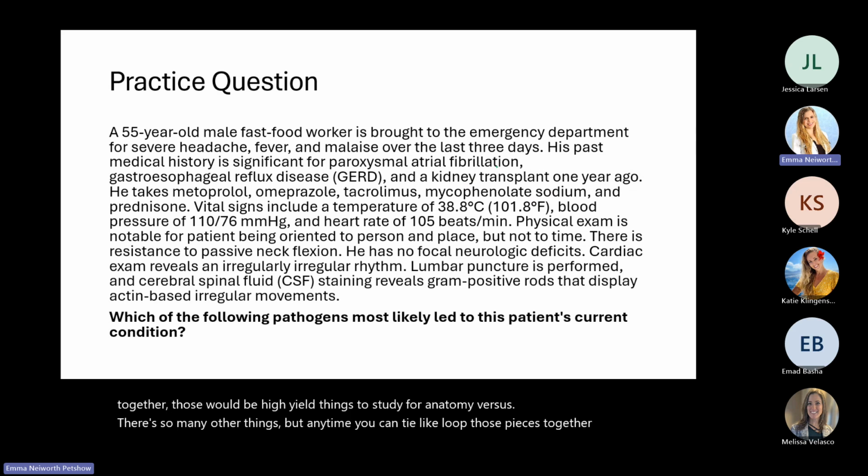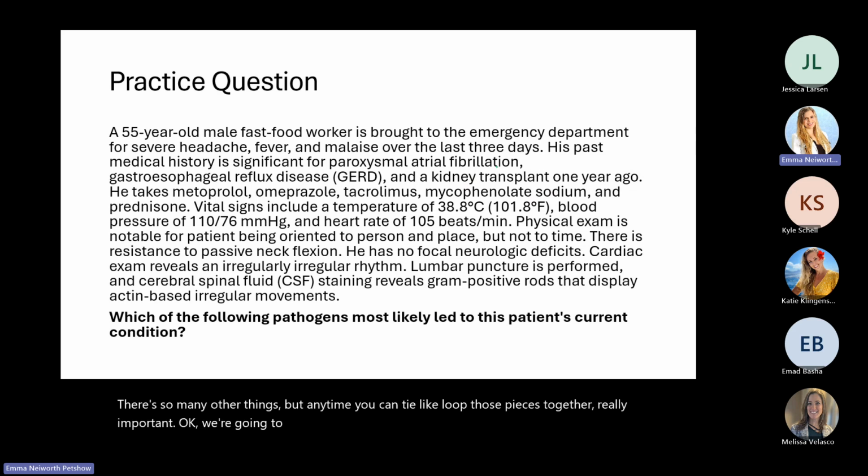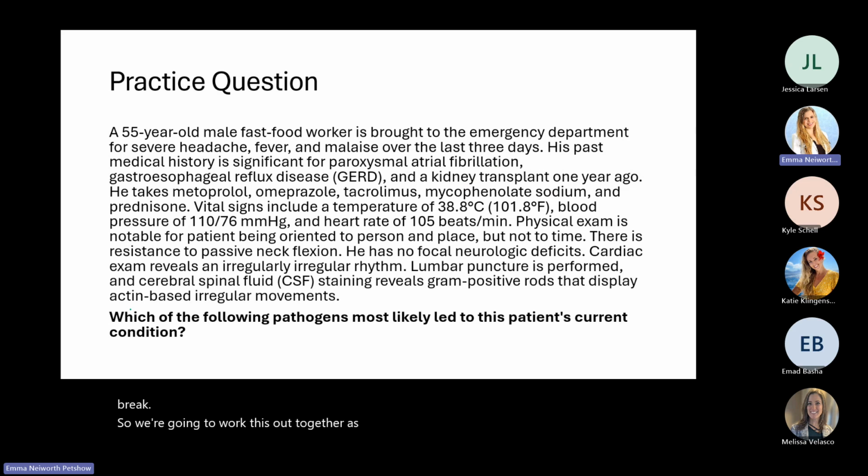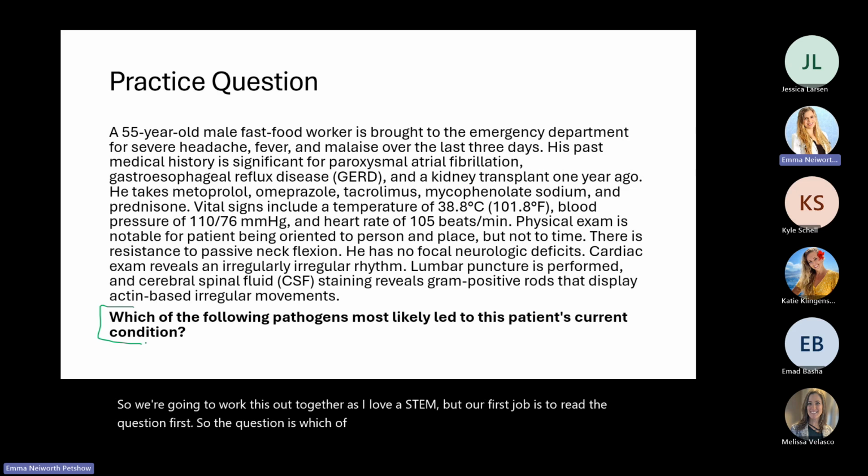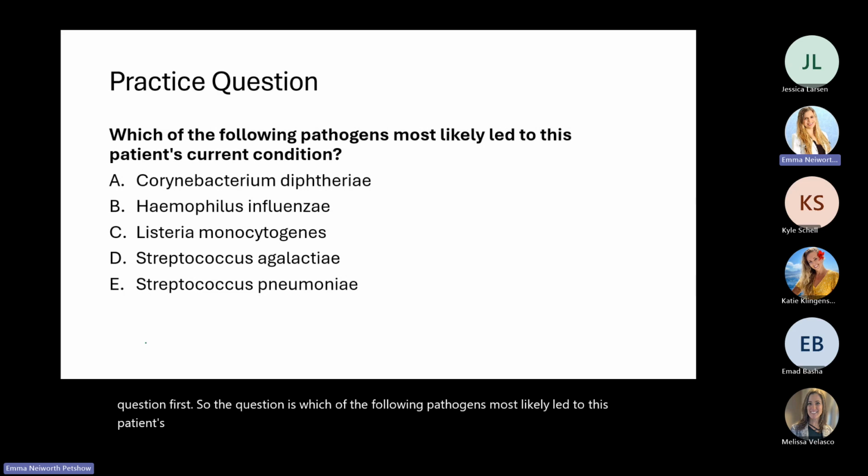Okay. We're going to do a stem now. This is our first stem, and then we'll take a break. So we're going to work this out together. As you know, I love a stem, but our first job is to read the question first. So the question is, which of the following pathogens most likely led to this patient's current condition? Then I'm going to go to the pathogens in question and look at my answer choices, because then I know what I'm looking for.